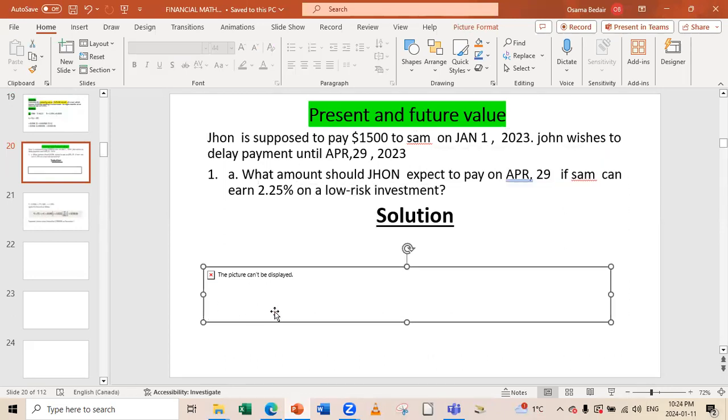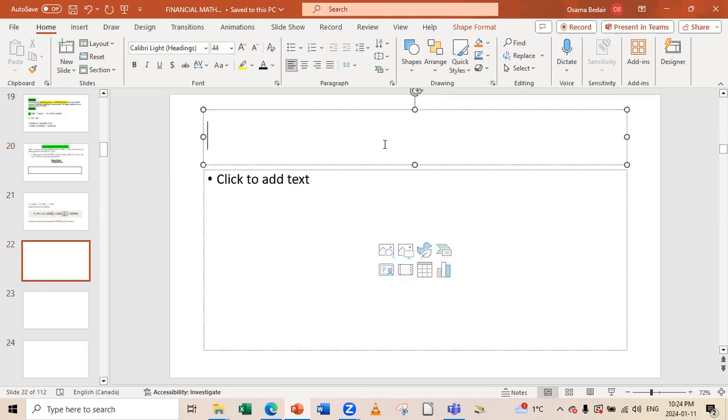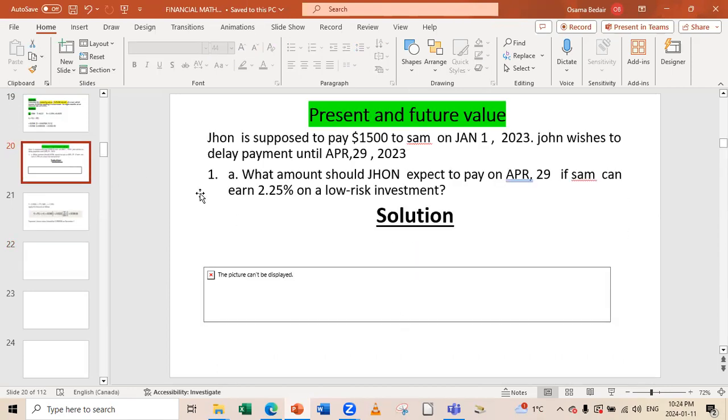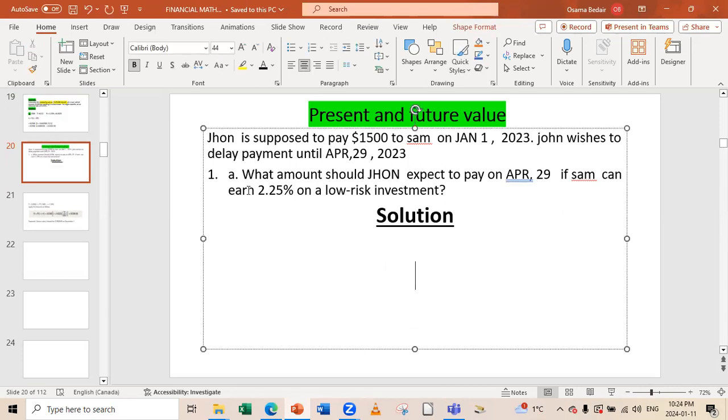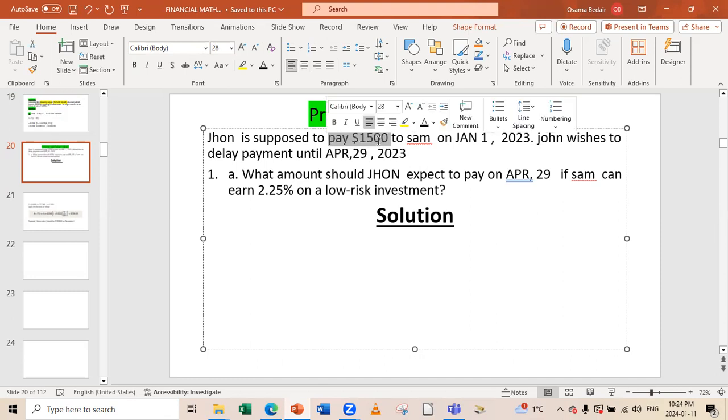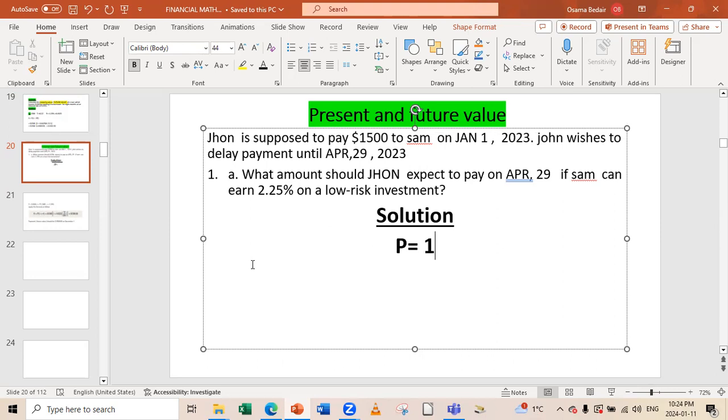So the first part is how we put down the data which we had from this example. I will work on it and show you how to do it. Here the principal, the P, is what he has to pay, 1,500. So P will equal $1,500. Let's move this to the left.